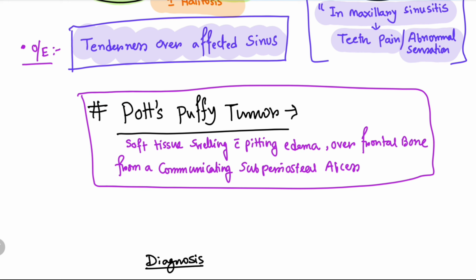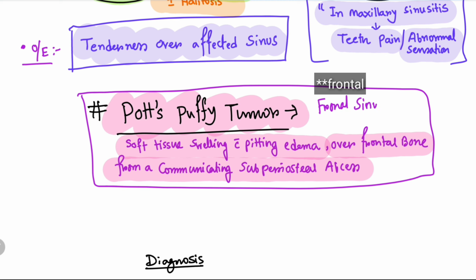There is a swelling that is known as Pott's puffy tumor. It is nothing but a soft tissue swelling along with pitting edema, which is seen over the frontal bone, and it arises from a communicating subperiosteal abscess, and it is seen in case of frontal sinusitis.